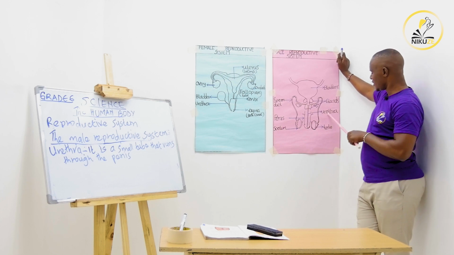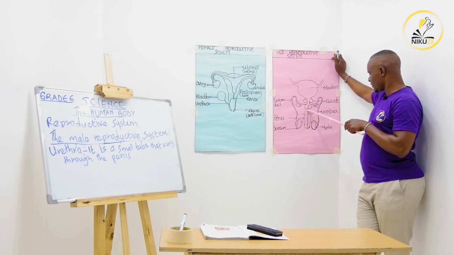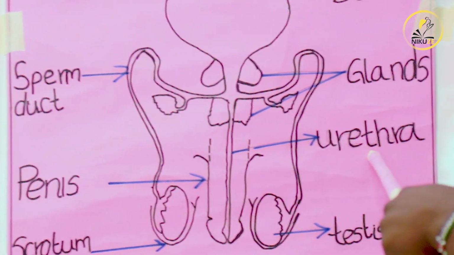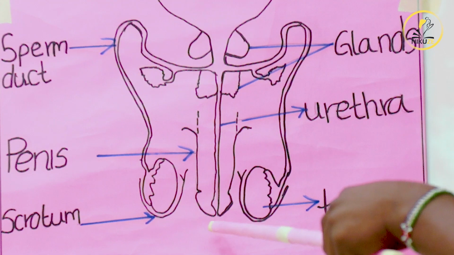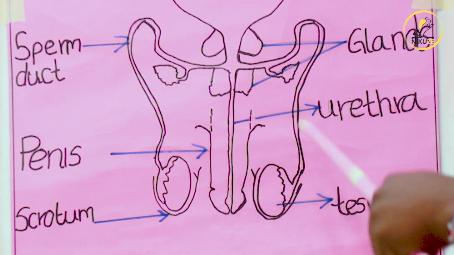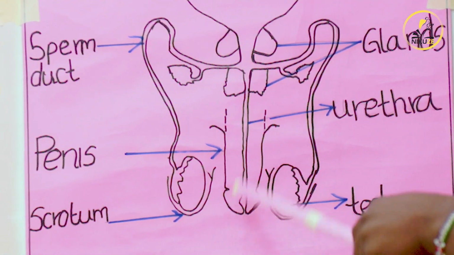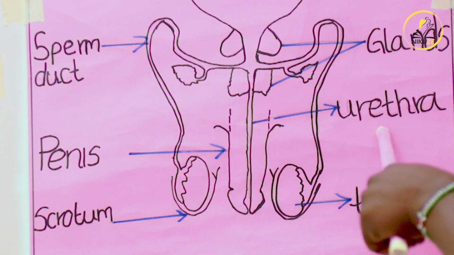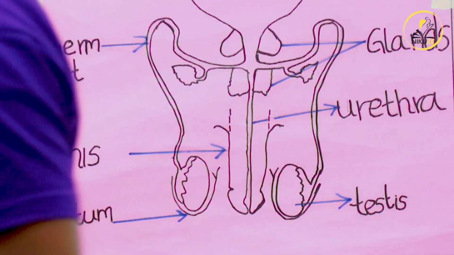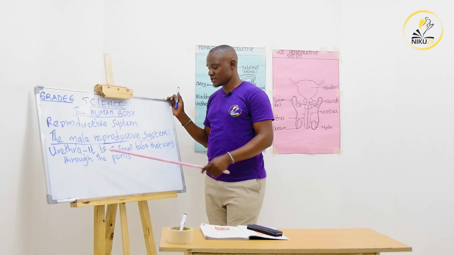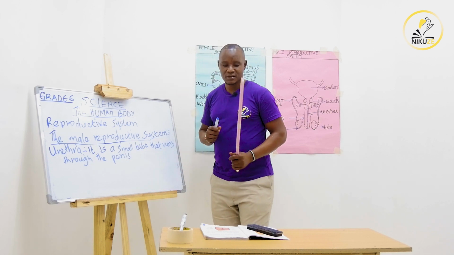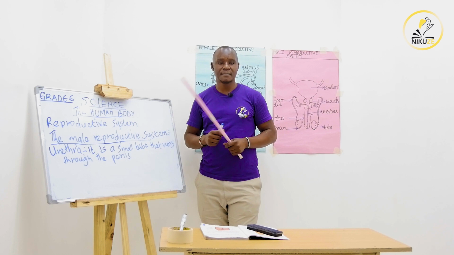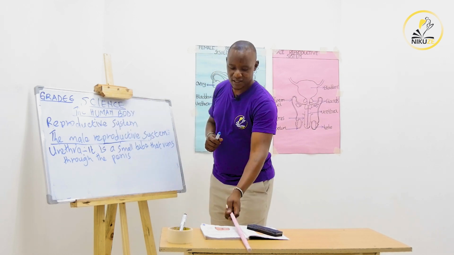Now in this case we want to see this small tube that runs through the penis in male. We've said it is known as the urethra. Now, what is the role of the urethra as much as the penis as a part of the male reproductive system is concerned? We've said it is a small tube that runs through the penis. Now, what is its role? It forms a passage through which sperms come out of the body. That is the first role.